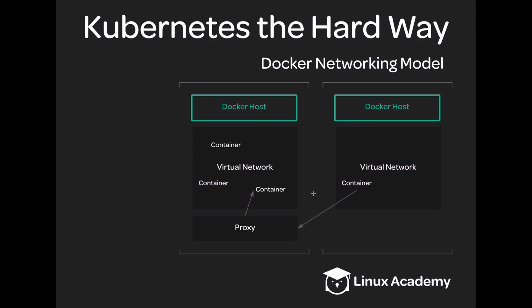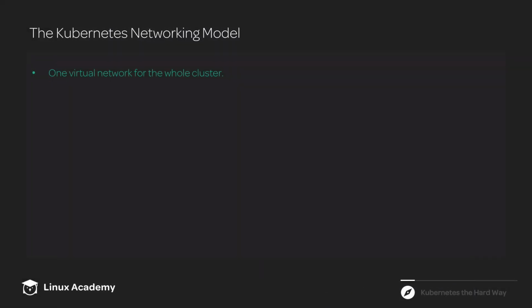So if this container over here wants to communicate with this container here, it has to go through this proxy. And if we have 3 containers over here, we actually have to set up 3 different proxies on their own unique ports. And again, with a large complex infrastructure, that can become very difficult to manage. So now let's talk about the Kubernetes networking model.